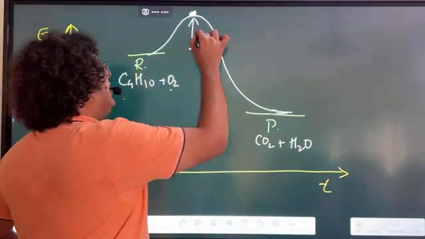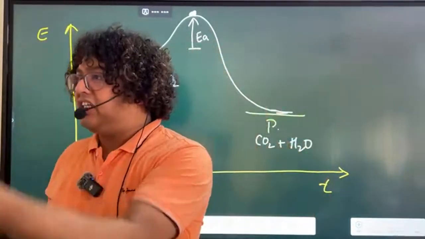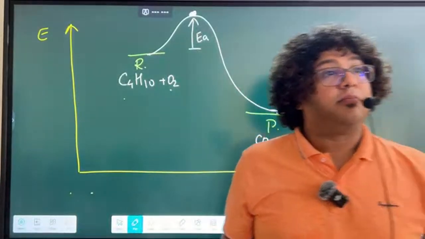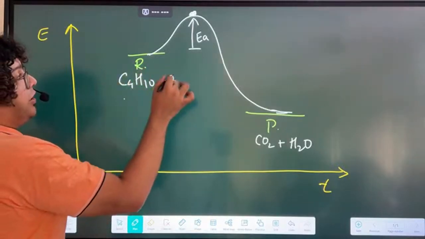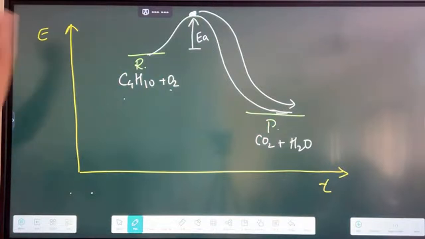This energy is called EA, which is called activation energy. The ignition temperature or ignition energy or the activation energy, one and the same thing. We provide that spark. But once you provide that spark, once the first molecules go to this part, after that this thing happens by itself. Then it will go.